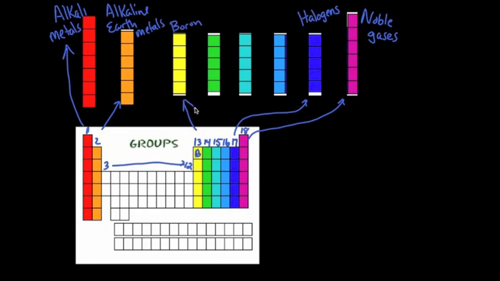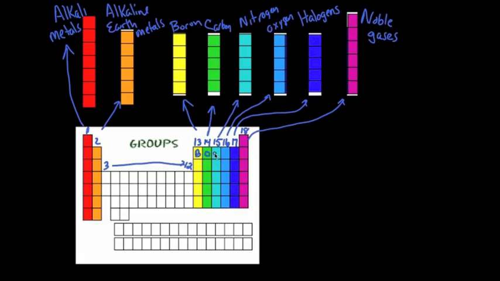The other 4 groups are named after the chemical that is at the top of each of their columns. 13 is called the boron group or family. 14 is called the carbon group or family. 15 is called the nitrogen group or family. And 16 is called the oxygen group or family. So really you only have to remember 4 different names because you're going to have the periodic table in front of you all year.